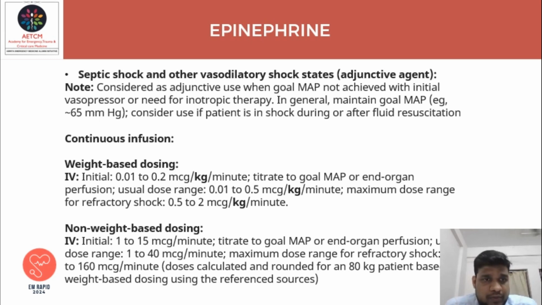Coming to the IV dosage, there are two types of dosing system: a weight-based dosing system and a non-weight-based dosing system. In the weight-based dosing system, IV initial dose is 0.01 to 0.2 microgram per kg per minute, titrated to the goal MAP or end-organ perfusion. The usual dose range is from 0.01 to 0.5 microgram per kg per minute, and the maximum dose range for refractory shock is 0.5 to 2 microgram per kg per minute.